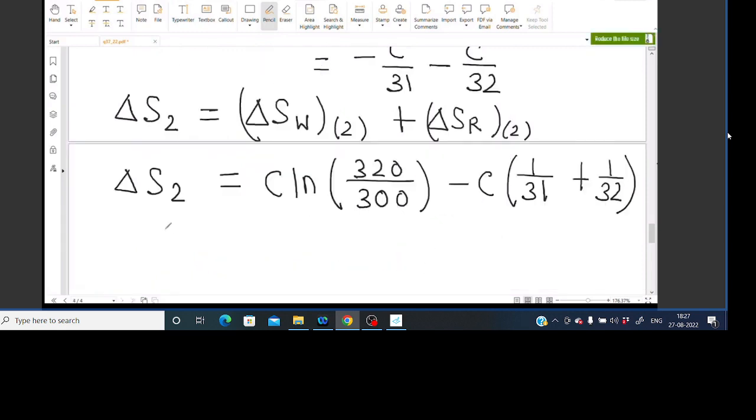So the total change of entropy of the universe in process 2 is equal to C log 320 by 300 minus C into 1 by 31 plus 1 by 32. Now we'll focus on process 3.